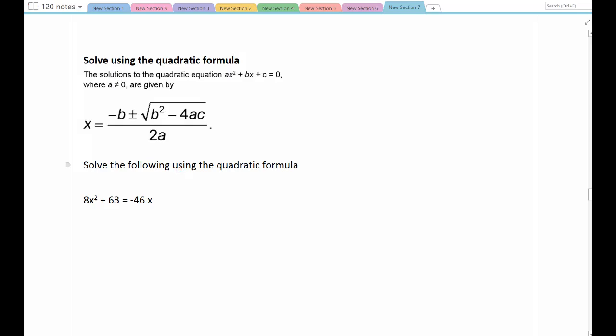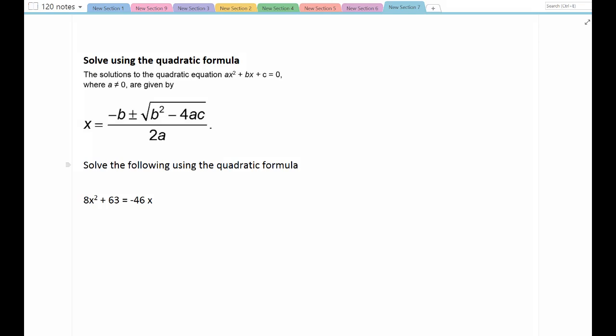Okay, solving quadratics with the quadratic formula. The quadratic formula will always work, and some calculators and programs have it built in. The quadratic formula hopefully is something you're familiar with. It's something you should have seen, dealt with, played around with, and used many times before.